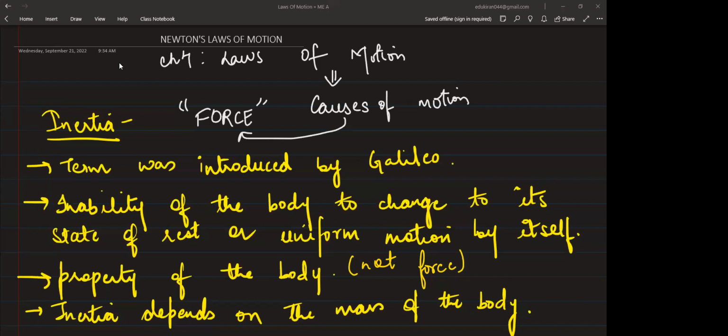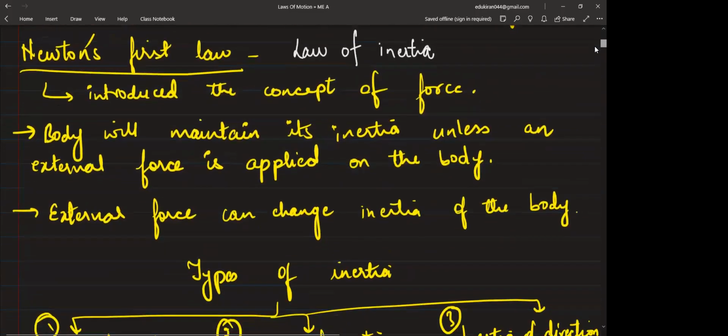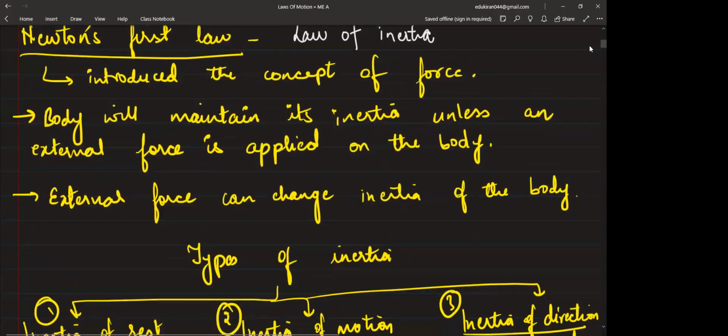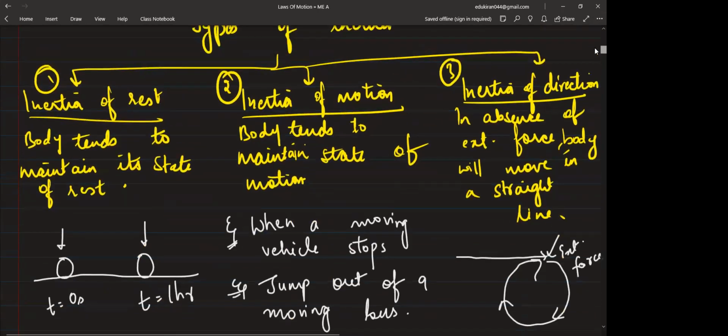So, Shiza, inertia we have discussed, and it's basically the inability of the body to change its state of rest or uniform motion. Newton's first law was the law of inertia itself, that the body will maintain its inertia unless an external force is applied on the body. And types of inertia we had seen: inertia of rest, inertia of motion, inertia of direction. Till here, have you written everything? Yes, ma'am. Okay, let's go further then.